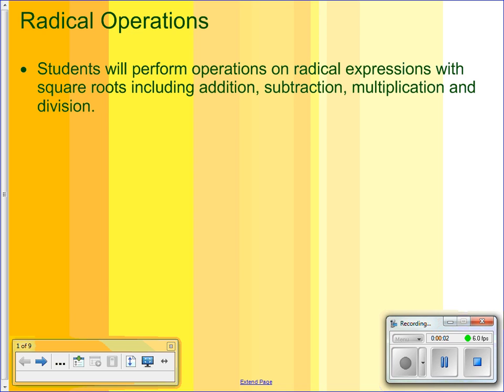In this lesson, we will be dealing with radical operations. At the end of the lesson, you should be able to perform operations on radical expressions with square roots, including addition, subtraction, multiplication, and division.